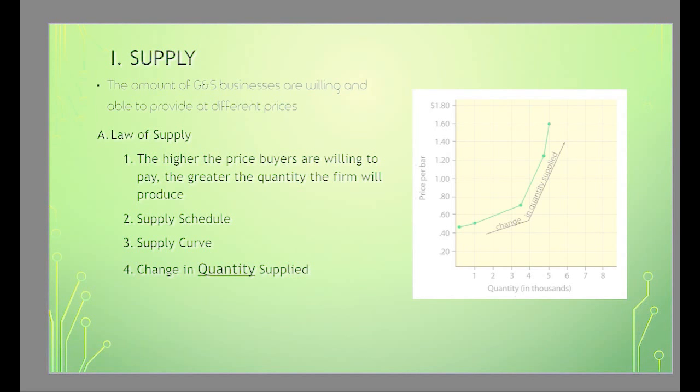When we move along that curve and pick any one of these points here, we could go here from, I think that's about 50 cents, you're willing to supply 1,000 candy bars. If we were to increase the price up to 70 cents, you're willing to produce 3,500. If we increase the price to $1.25, you're willing to produce just under 5,000. And if we increase the price per candy bar to $1.60, you're willing to produce 5,000.